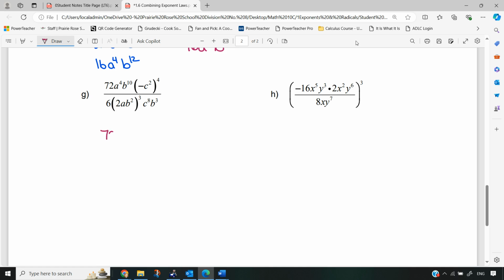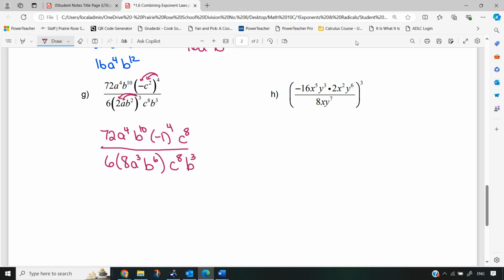So we have 72, a to the 4th, b to the 10, and then our 4 applies to the -1 and to the c squared. So that's going to be -1 to the 4th, again, brackets are important, and c to the 8. In the denominator, we have 6, and then we've got those brackets. So 2 cubed, and if you know 2 cubed is 8, we can write that. We've got 2 cubed is 8, and then a cubed and b to the 6th. Then we have c to the 8 and b cubed.